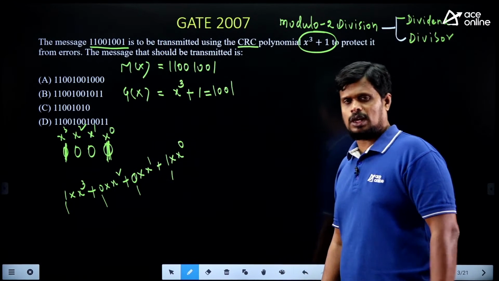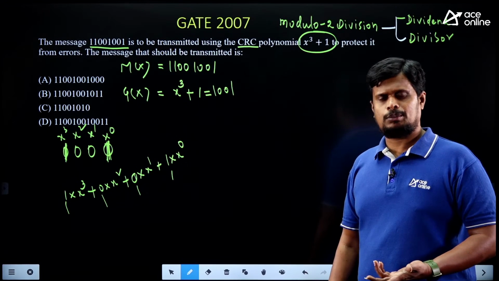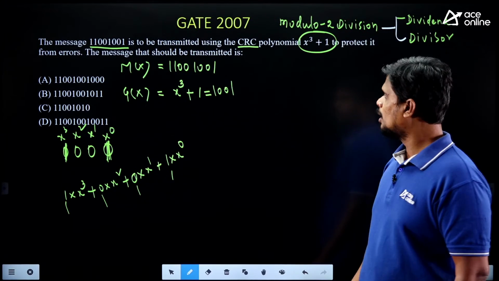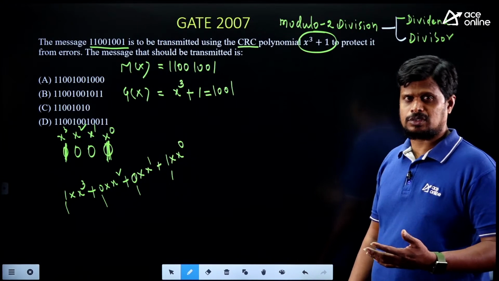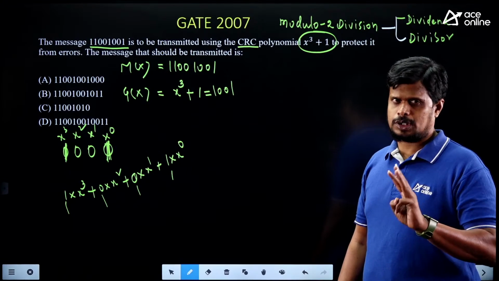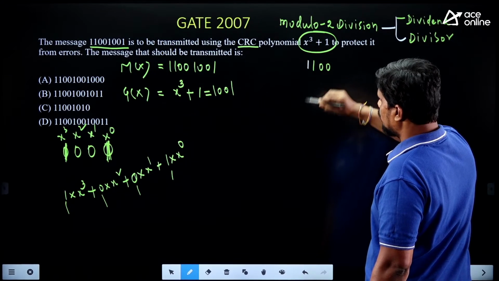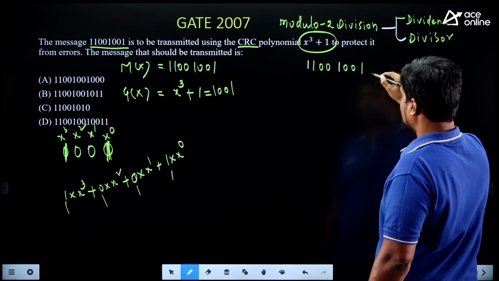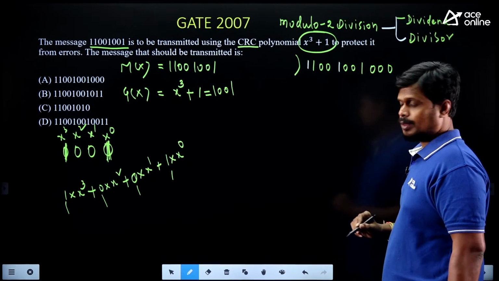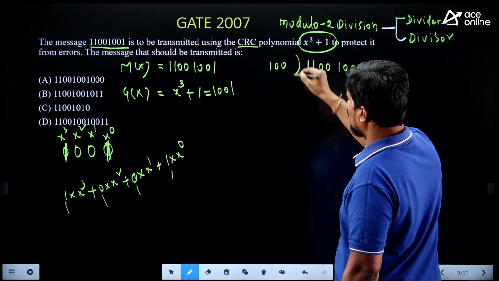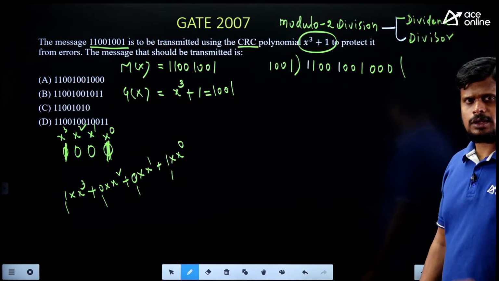According to the CRC, if the G of X length is n bits, then we need to append n minus 1 zeros to the M of X. The G of X length here is 4 bits, so how many bits do we need to append? 3 zeros we need to append to the M of X. So that's what I am doing here: 1100 1001 with 3 zeros appended, and this is my M of X now. And what is my divisor now? 1001 is my divisor.